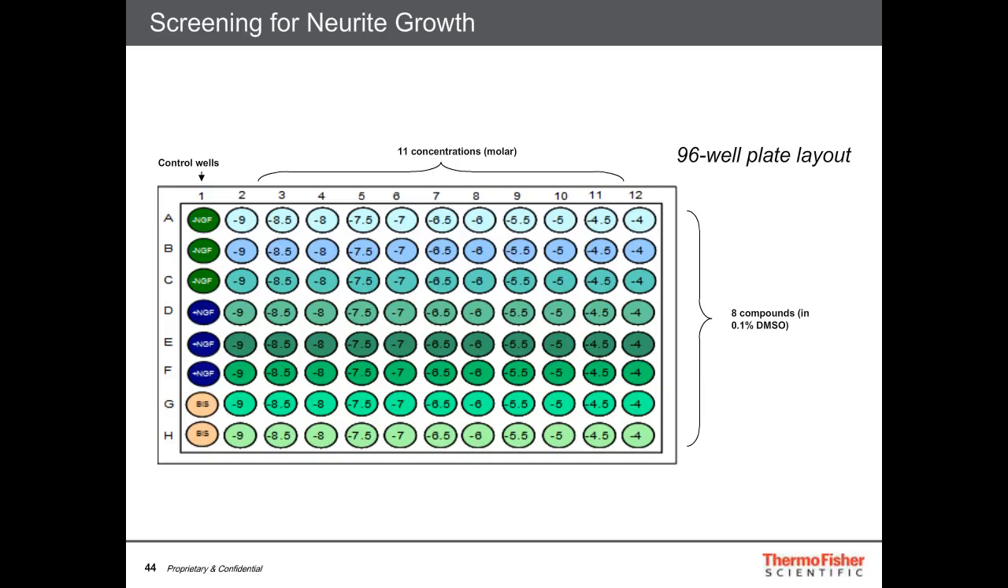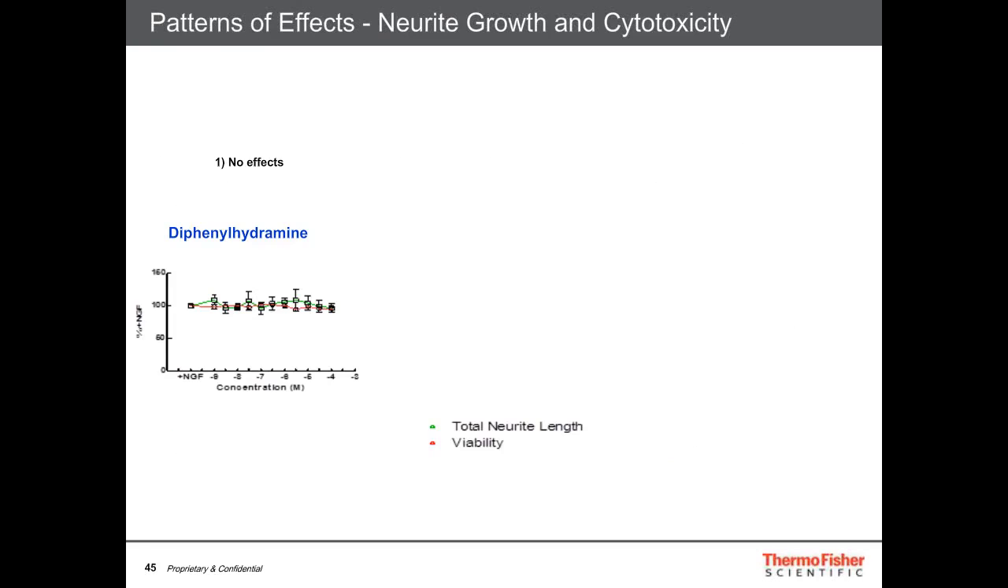The rest of the 96-well plate was devoted to our dose response curve. We selected a relatively broad concentration range, 1 nanomolar all the way up to 100 micromolar. It was done in a semi-logarithmic increase, and we chose that broad range because for the majority of the compounds we were interested in, we didn't really know at what concentration they would be effective.